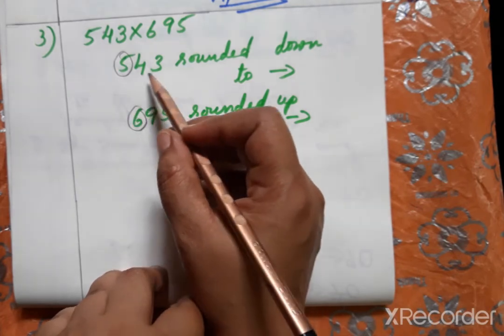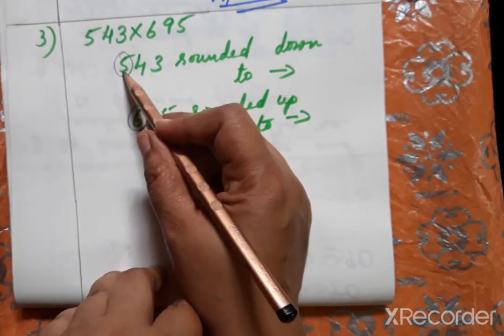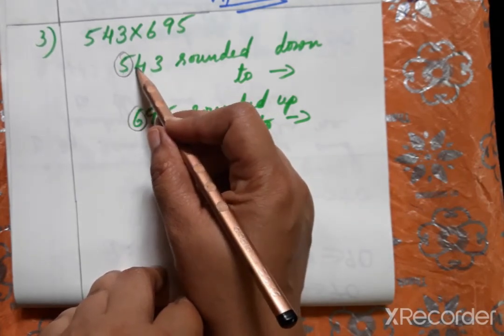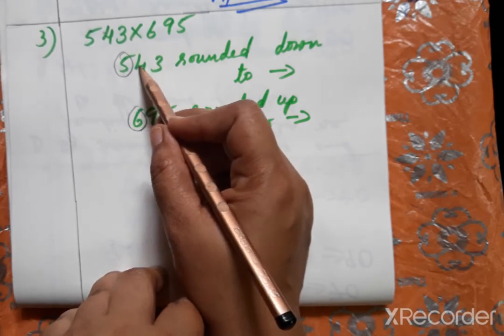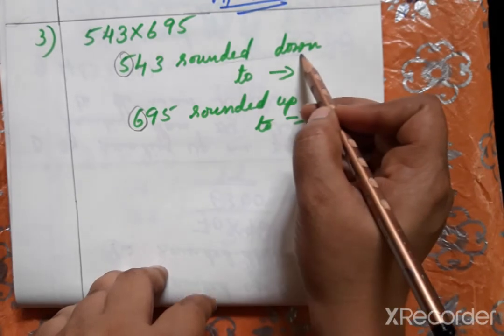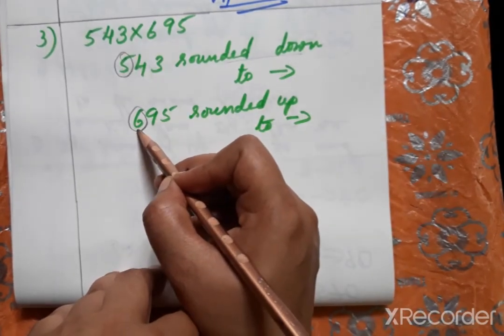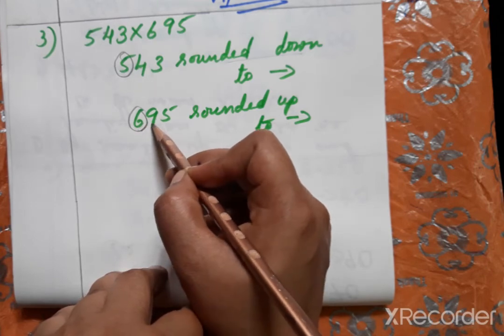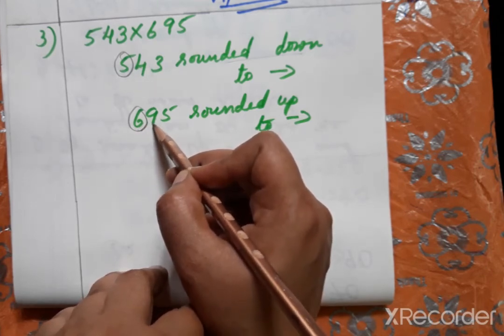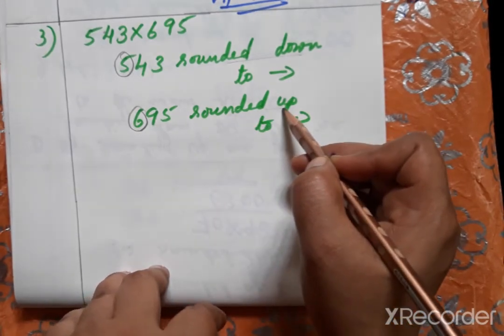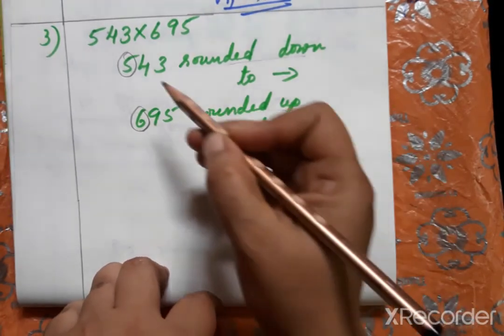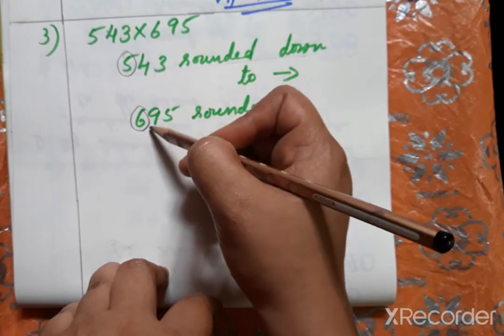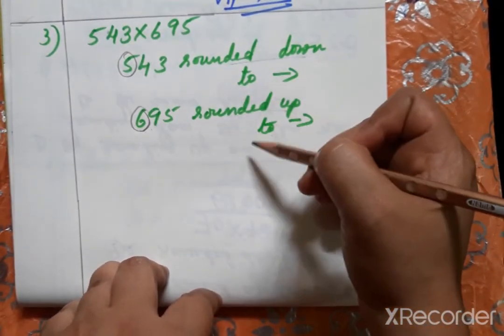Okay, now check the next number after the circle. If the next number is 5 or greater than 5, the number is rounded up. Here it is less than 5, so this number is rounded down. Then encircle the 100 place number. So 6 we are rounding off. Next check the next number, 5 or greater than 5. Here 9 is greater than 5, so this number is rounded up. According to the rounding rules, we only have to decide whether to round up or down.